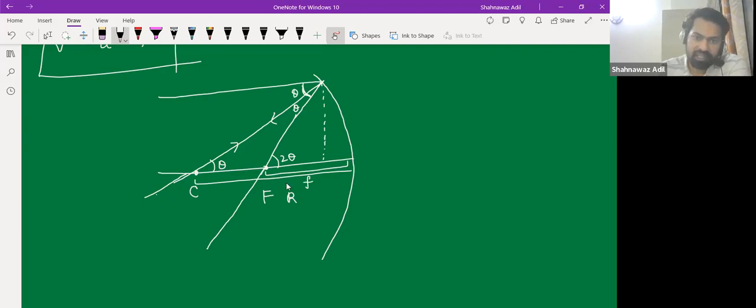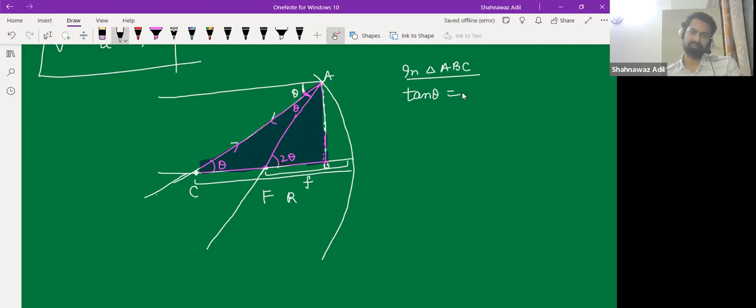Okay, and these are very small angles. So let's say this is some distance a, and let's say this is a, and this is okay. So let's say for this triangle, triangle ABC, in triangle ABC, what would be tan theta? How much would that be? Remember, tan theta is perpendicular by base, right? So what is the perpendicular?